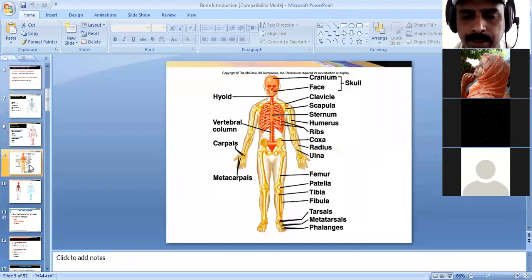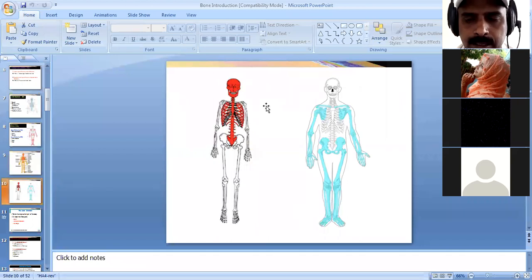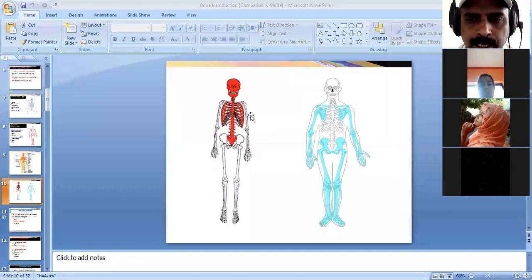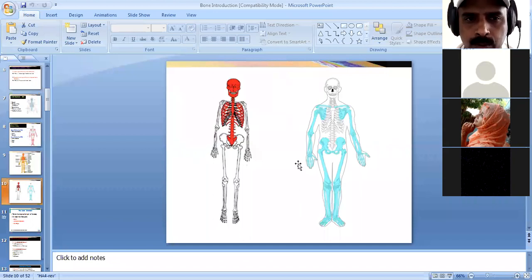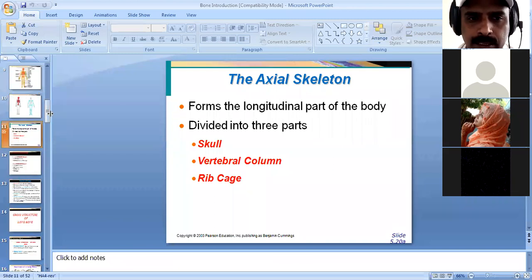Even in the regional classification you can write axial and appendicular, but you can also say that the skeleton, the bony framework of the body, can be divided into axial and appendicular. That is very important, you should know. So this is the difference. You can see the red is the axial skeleton bone and the rest is the appendicular skeleton bone. So now you have come across what the axial and appendicular skeleton are.